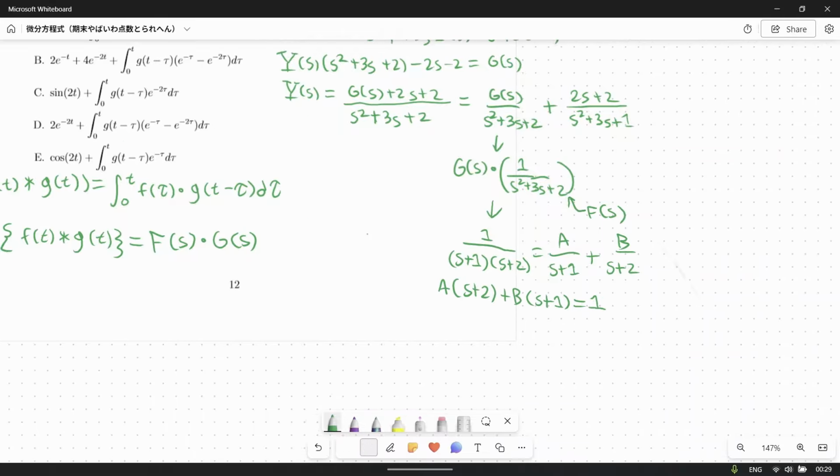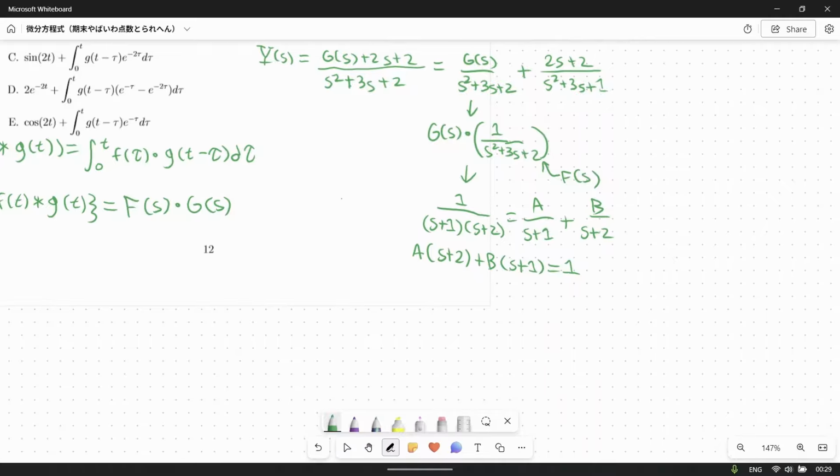And then all we have to do from here is solve for a and b. And there's two ways you can do that. You can either relate the like terms together and then set up a system of equations, or you can come up with a couple of test values for s and cancel out something else and solve for the letters one at a time, if that makes sense. I think for this situation, it's going to be easier to do that.